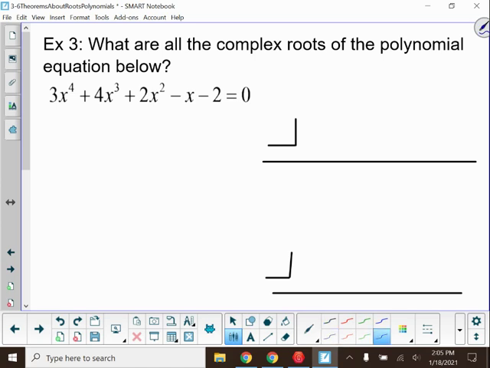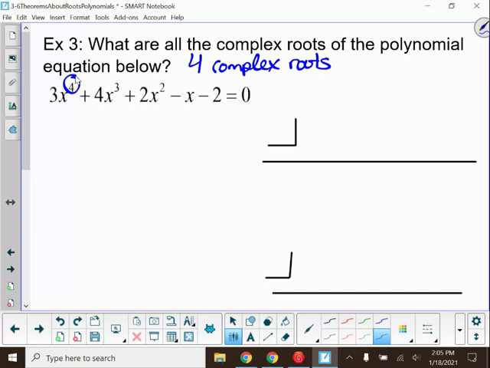So this is your part 2 video for 3-6, theorems about roots of polynomials. And we have here, what are all the complex roots of the polynomial equation below? Well, first you want to look at your polynomial equation. The highest degree is a 4. So that means that we have to have 4 total complex roots.